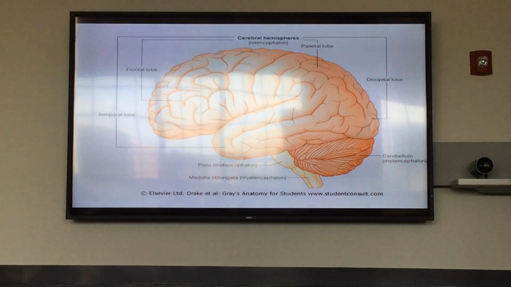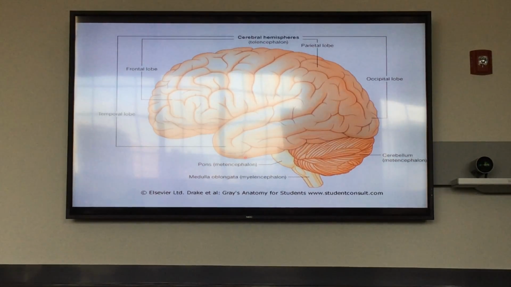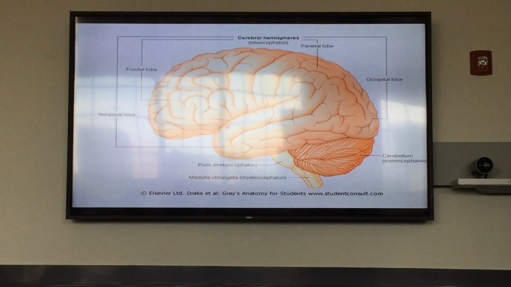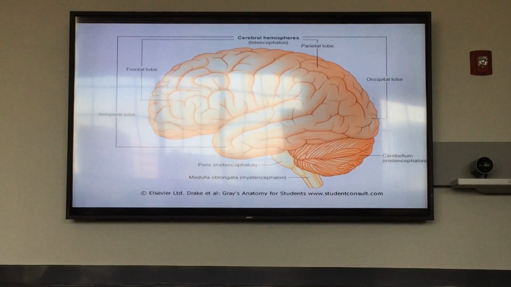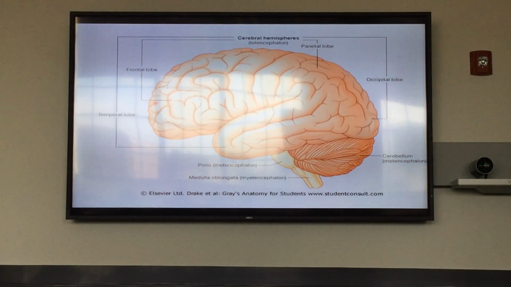All right? In terms of function, we're not going to get into it, but I want you to appreciate the way you have this entire region shaped. The frontal lobe will live inside the anterior cranial fossa. Okay? The temporal lobes will live in the middle cranial fossa. The occipital lobe will live in the posterior cranial fossa.